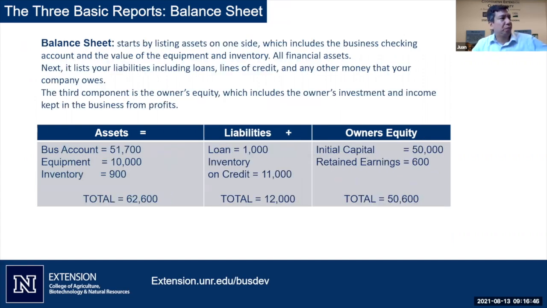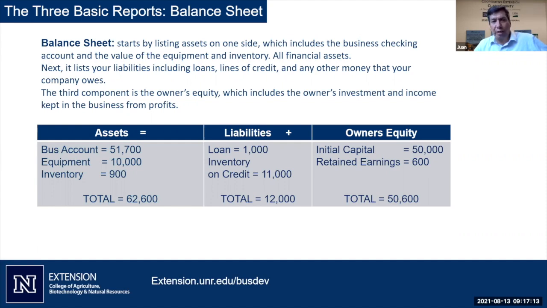The balance sheet. This is kind of the basic format. The balance sheet starts listing your assets, business account, equipment, inventory. We have a total of 62,600. Then you start listing your liabilities, your loans, your credits that you have outstanding, that you have to pay down, line of credits, for example.